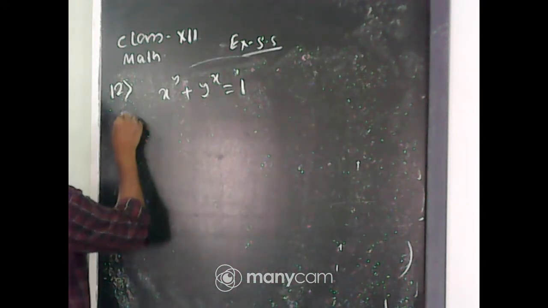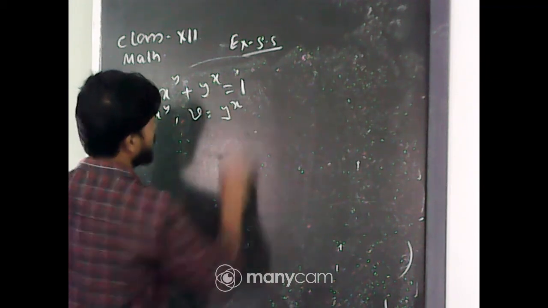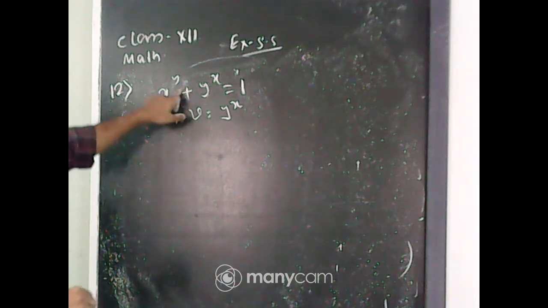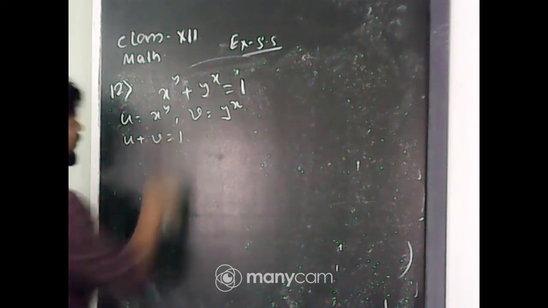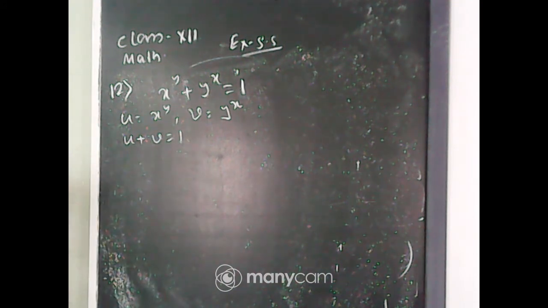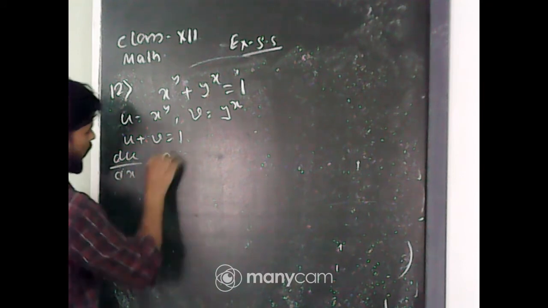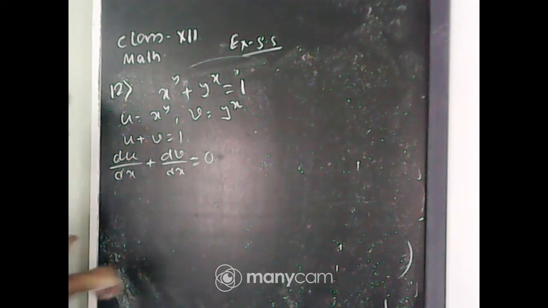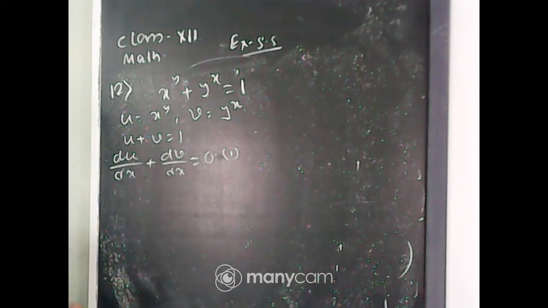So let us consider u equal to x to the power y and v equal to y to the power x, and we put these two values in this equation. So we have u plus v is equal to 1. Now if I differentiate this expression with respect to x, we have du/dx plus dv/dx is equal to the derivative of 1, which is 0. So this is equation number 1.